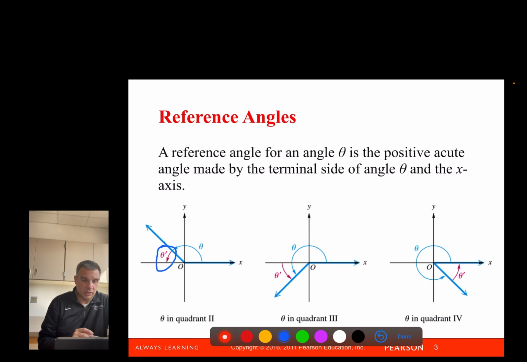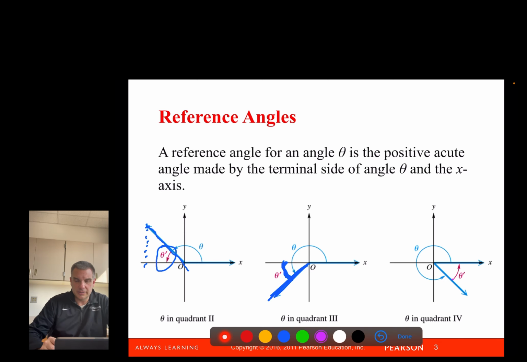The first one shows quadrant 1, where it goes from our terminal side down to the x-axis, and you'll notice that we can create a right triangle, and that's going to be key in just a little bit. If it's in quadrant 2, the reference angle is right here, and it goes again from the x-axis to the terminal side. The common error is to make this the reference angle, and that's not the case. It has to go to the x-axis. It's always going to be acute, less than 90 degrees, and it's always going to go to the x-axis.